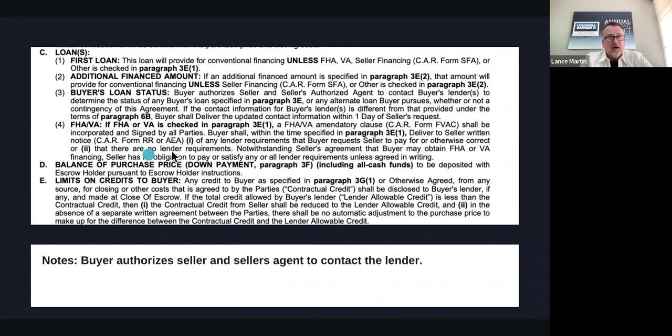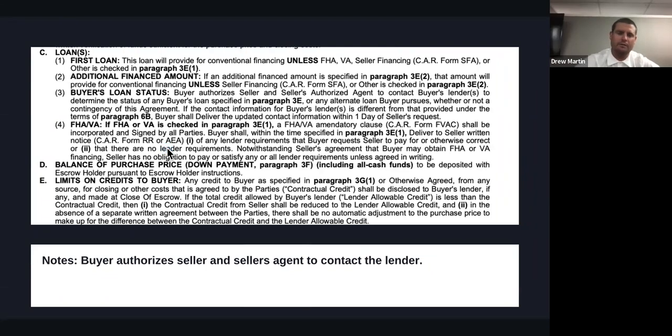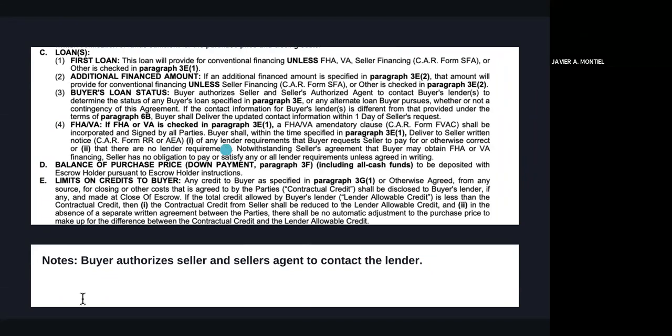Also going to deliver that to the seller, CAR form RR. That's a request for repair. AEA, help me out here. Does it tell me what an AEA is? I'm drawing a blank on an AEA. If anybody knows, Drew, what's an AEA? I'm going to look it up right now. Addendum to existing agreement. Okay, thank you.